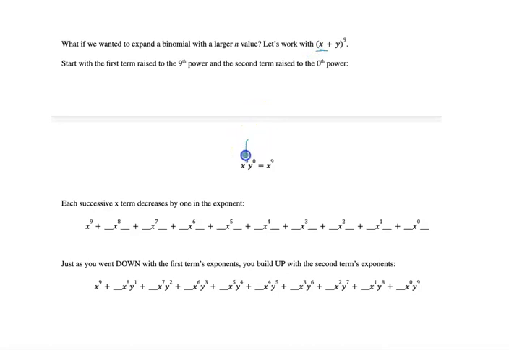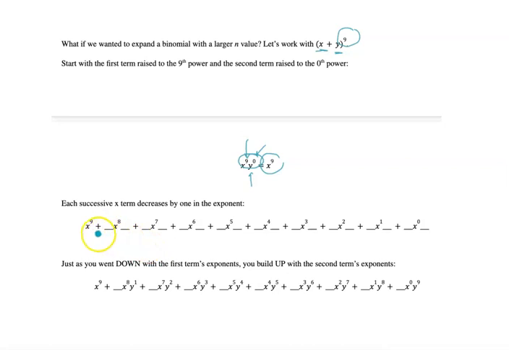We want x raised to the n value, the total exponent. And then we want the second term, which is y here, to be raised to 0, because we need the two exponents to add up to 9. So in the first term, we have 9 x's and no y's, which simplifies to x to the 9th.